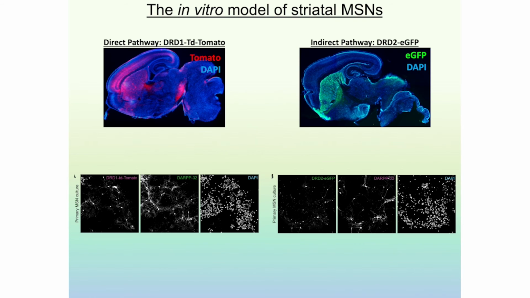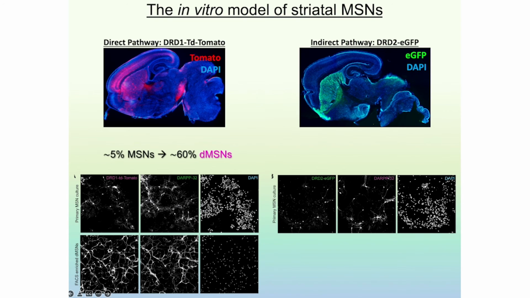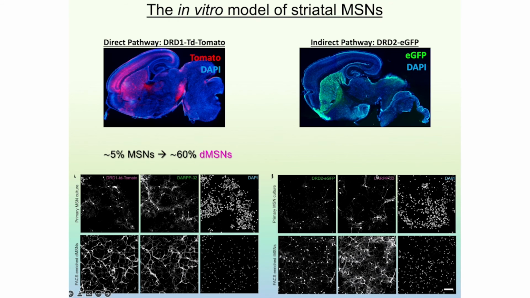All right, so in summary, in case of the direct pathway, we started with a primary non-sorted culture with approximately 5% of all medium spiny neurons, and after sorting those neurons, we obtained FACS-enriched direct pathway medium spiny neurons at a concentration of approximately 60%. In case of the indirect pathway, also we started with 5% medium spiny neurons in non-sorted condition and 70 to 80% indirect pathway medium spiny neurons after sorting.